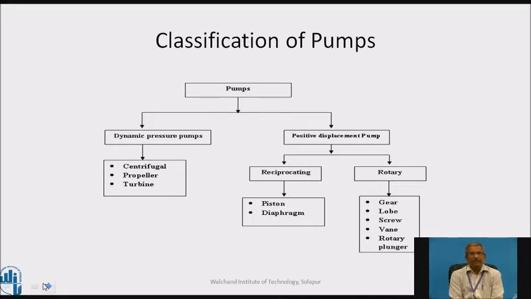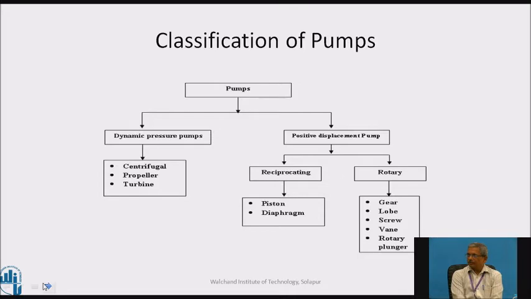Basically, pumps are classified as dynamic pressure pumps and positive displacement pumps. So what are dynamic pressure pumps? Sometimes these are also called automatic. These are centrifugal pumps, propeller pumps and turbines. In centrifugal pumps, centrifugal forces are utilized to generate a suction, due to which the water will be taken in through the suction pipe. The same principle is used for dynamic pressure pumps.